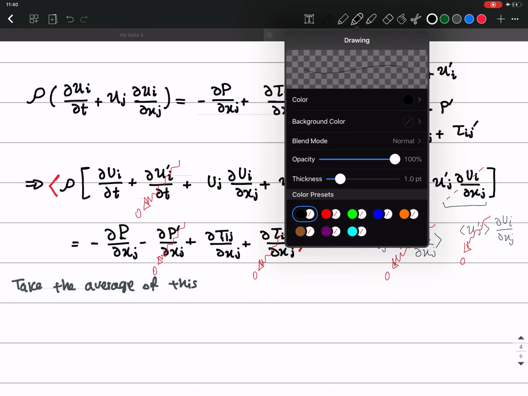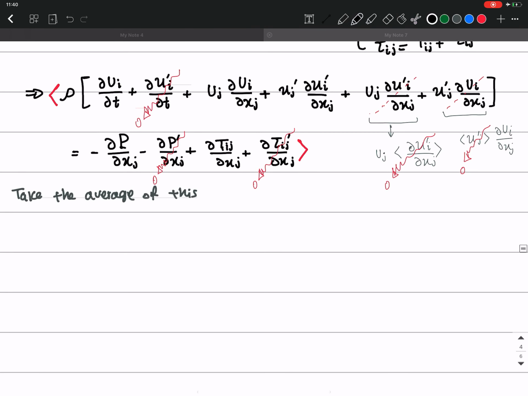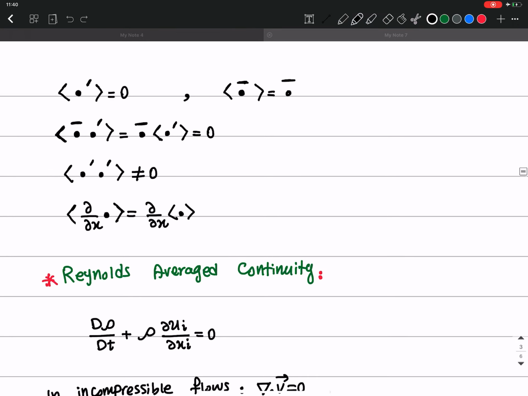So we are left with the following equation. Rho, the average of this is going to be itself because it's an average already, so it's going to be rho partial ui over partial t plus, we are also going to have these terms because this is also an average, it's not 0. And this one is a cross term, so we don't know exactly whether it is going to be 0, because it's a multiplication of two terms, and we don't know, it's like a covariance as we discussed here.